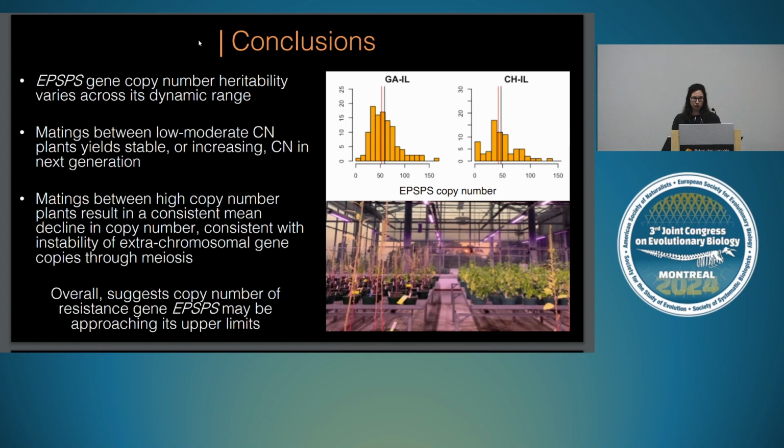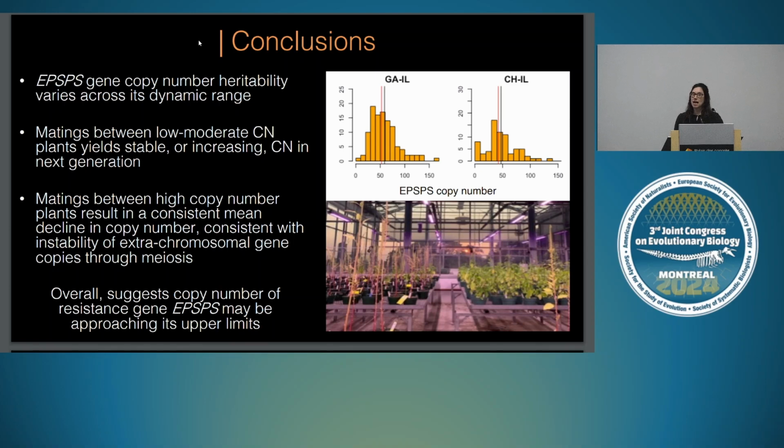So in conclusion, the EPSPS gene copy number heritability varies across its dynamic range. Matings between low to moderate copy number plants yield stable or increasing copy number, and matings between the highest copy number individuals result in a very consistent decline in copy number. And overall, this does suggest that copy number resistance gene may be approaching its upper evolutionary limits due to this constraint.